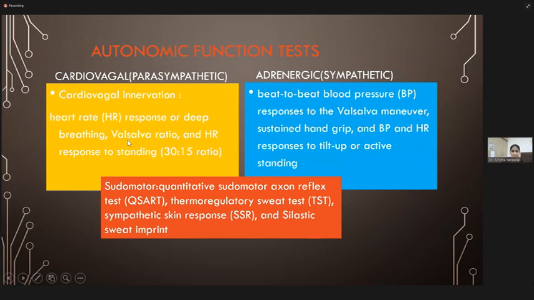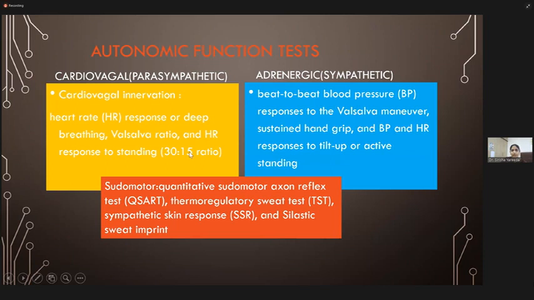Similarly, Valsalva ratio. When the patient is asked to breathe out against a closed glottis, in the initial phase there is a decrease in the blood pressure and an increase in the heart rate. After the release of it, there will be a reverse. So based upon these heart rate values, as well as the blood pressure values, we can identify which limb of the autonomic function is impaired.